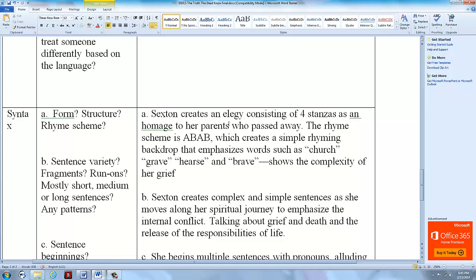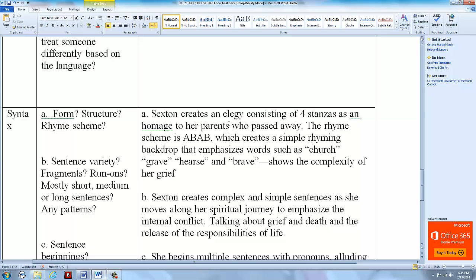And again, if we look at the first stanza, you have words being emphasized such as church and grave, hearse and brave. All of this shows the complexity of her grief, yet that simple rhyme scheme again brings into that paradox, that conflict that's occurring. We saw that with the images, with the sea being compared to an iron gate. Something that's meant to be soothing now becomes something harmful. Something that we thought of as simple is truly complex.